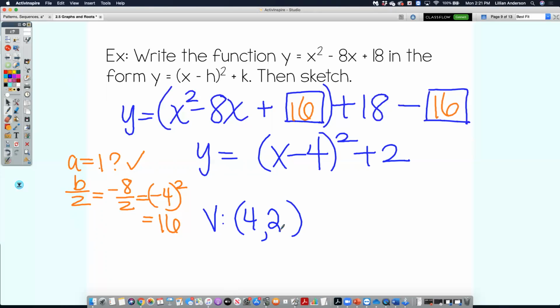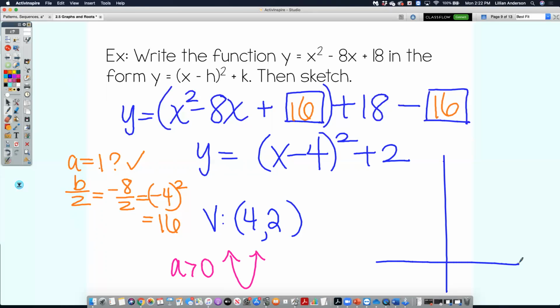Is this parabola going to open up or is it going to open down? It opens up, and I know this because a is greater than 0. So when I go to graph this, where's my axis of symmetry? Where it's 4. And we always want to make sure that we write it as an equation. x equals 4 is my axis of symmetry. It's always a dotted line. I plot my vertex at (4, 2).